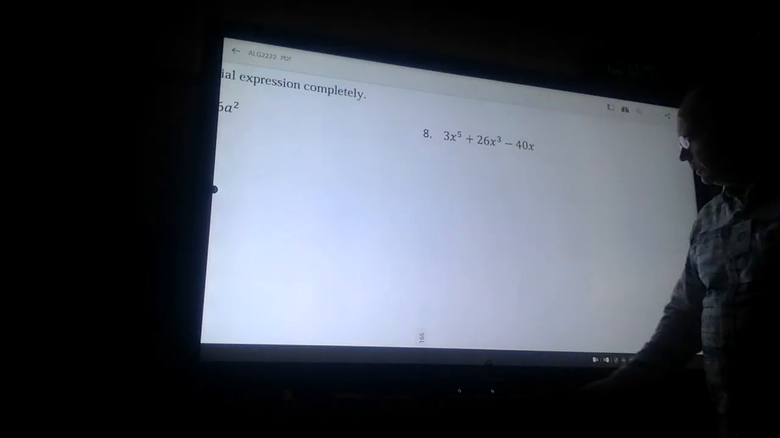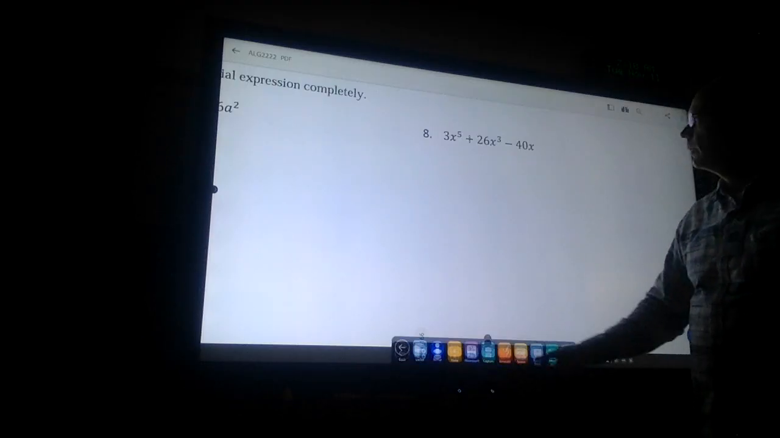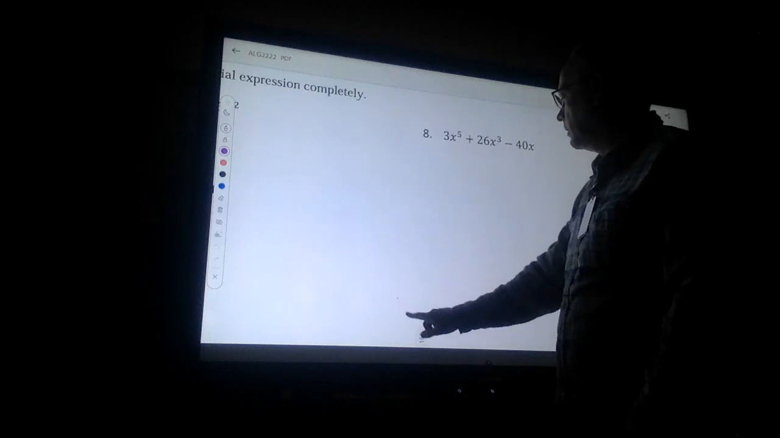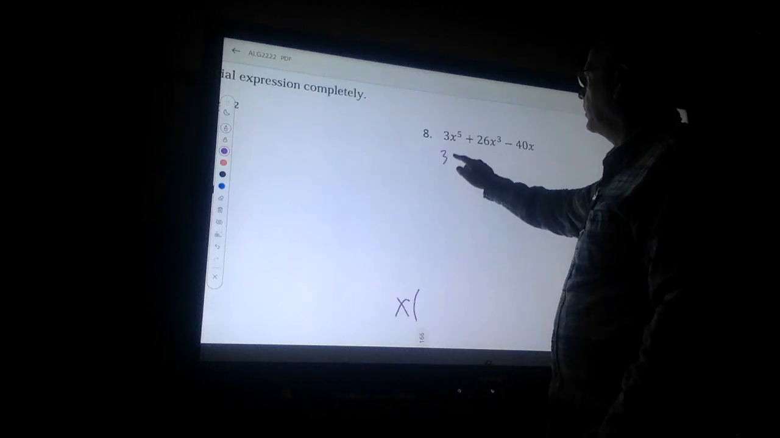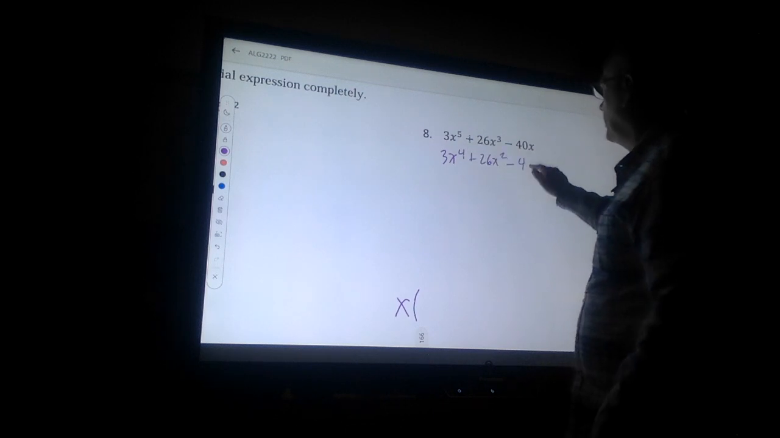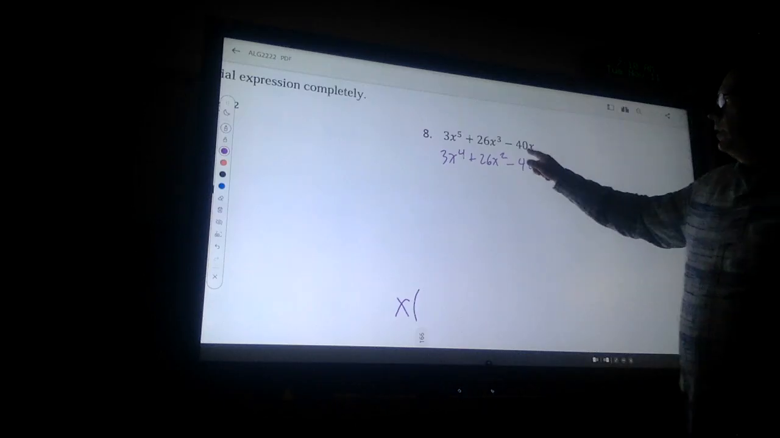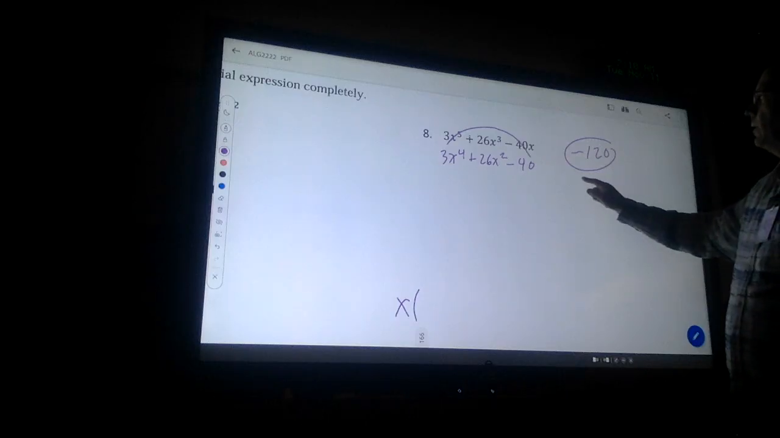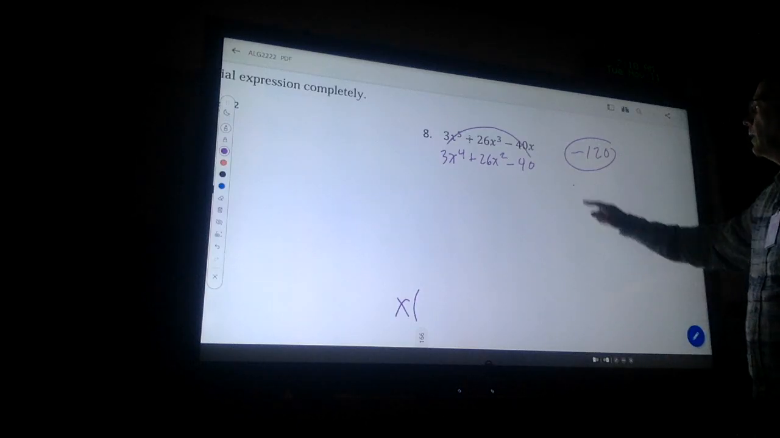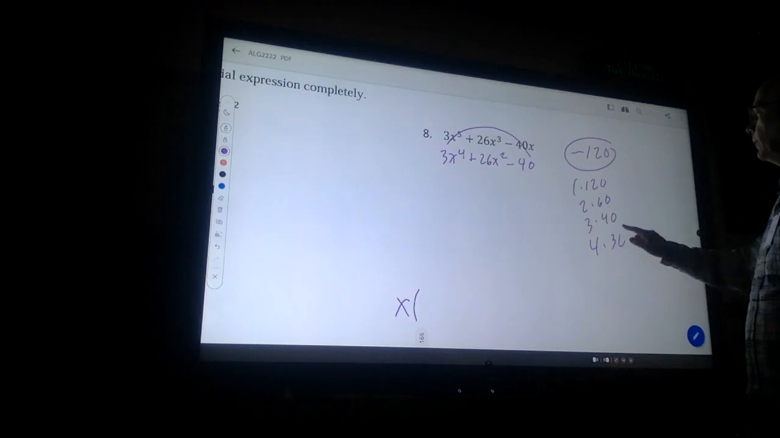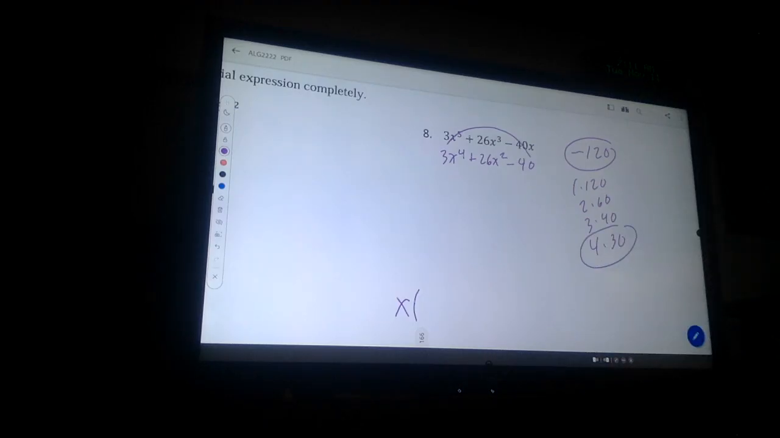Okay, number 8 doesn't look like anything's going to factor out as a greatest common factor other than an x. So I'm going to bring the x down there, and that's going to be 3x to the fourth plus 26x squared minus 40. Now we're going to factor this, so I'm going to multiply those together, so I get -120. And I believe that's going to be, I get 1 and 120, 2 and 60, 3 and 40, 4 and 30. I think 4 and 30 is going to work to add to the 26.